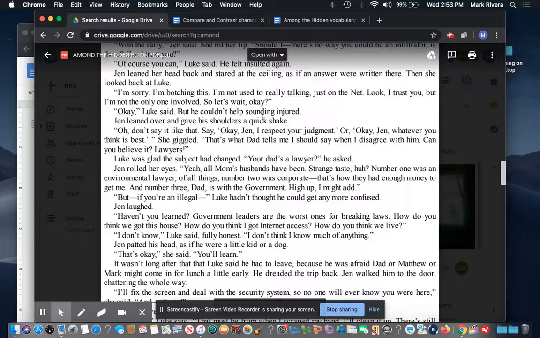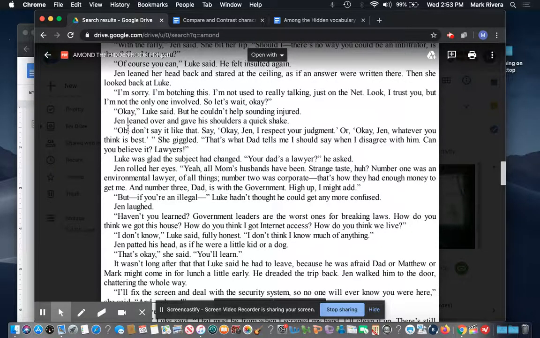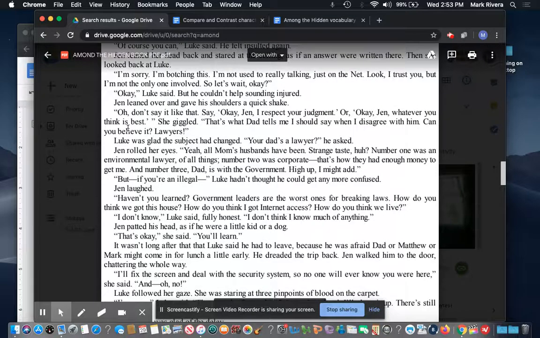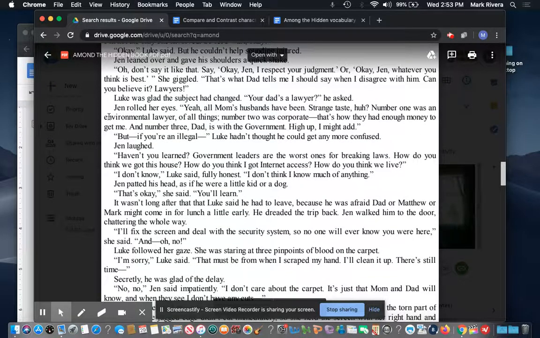Jen leaned over and gave his shoulders a quick shake. Oh, don't say it like that. Say, okay, Jen, I respect your judgment, or okay, Jen, whatever you think is best. She giggled. That's what Dad tells me I should say when I disagree with him. Can you believe it? Lawyers. Luke was glad the subject had changed. Your dad's a lawyer? he asked.